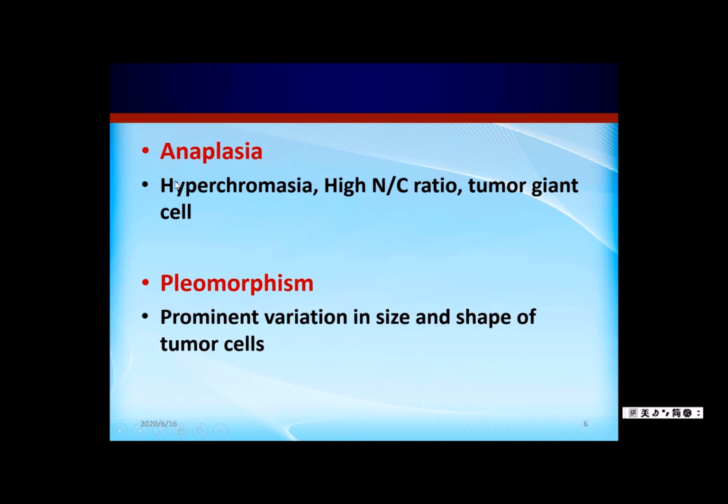Another term, anaplasia. Anaplasia means hyperchromasia, high nuclear-cytoplasmic ratio. Usually we can easily find tumor giant cells. So anaplasia shows hyperchromasia, high nuclear-cytoplasmic ratio, and easily found tumor giant cells. The last word, pleomorphism. Pleomorphism means prominent variation in size and shape of tumor cells.